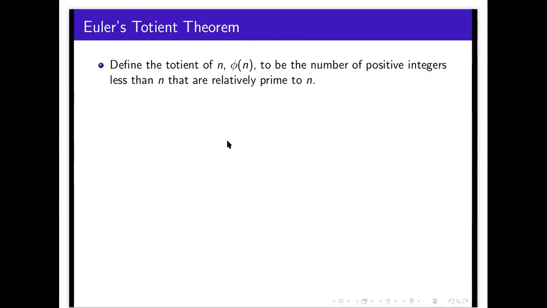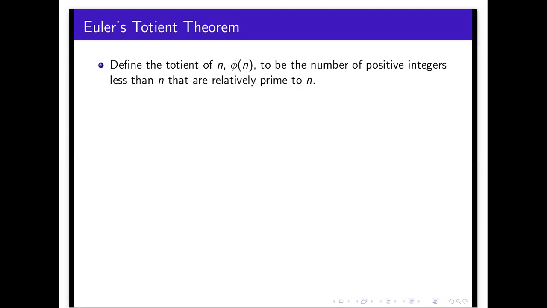All right, so now we're going to be discussing Euler's totient function. To do that, first I'll define this function, and then we'll discuss the related theorem. So the totient of n is defined to be the number of positive integers less than n that are relatively prime to n.